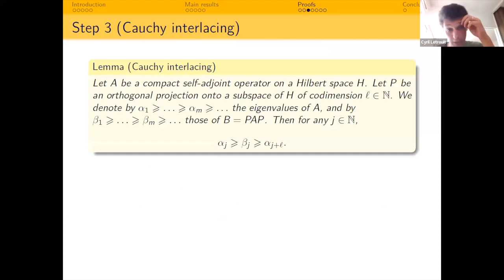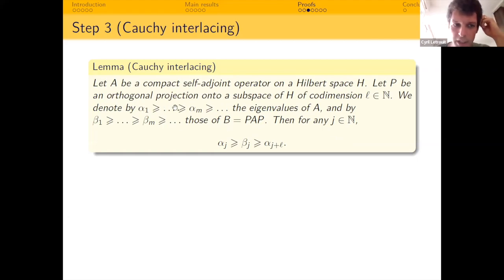Now the idea is to relate the eigenvalues of A, which is just e to the R1 delta, the heat operator at time R1, with the eigenvalues of P A P. It's beautiful because you have a link between the eigenvalues of two operators when you put projections, and it's called Cauchy interlacing because the eigenvalues are interlaced.